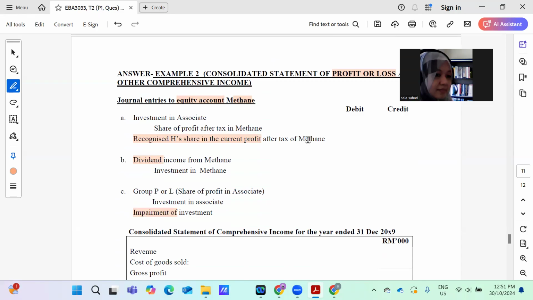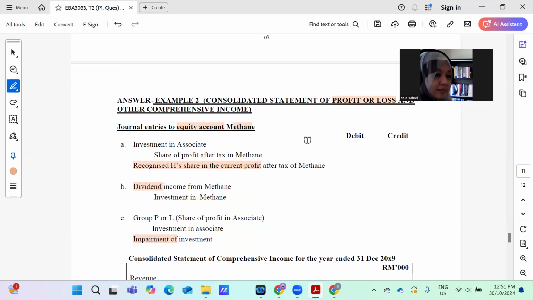If you have profit, then you need to recognize the share with our parent. All right. So the double entry is debit investment in associate. Why debit? Because they are our asset, increased asset, and credit share of profit, because that is our equity section.